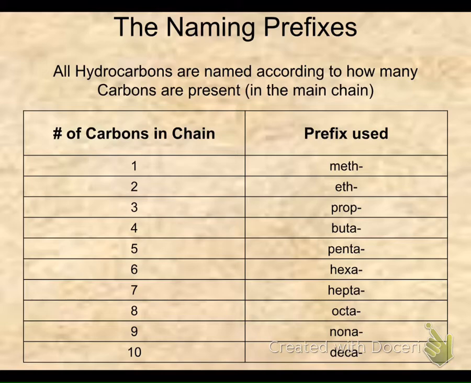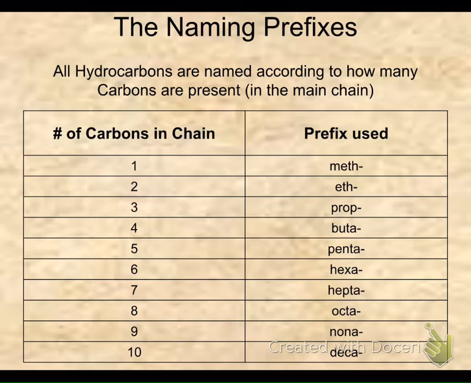First of all, when we name organic compounds, the most important thing to find is the longest chain of carbons. How many carbons in a row are connected? And what we do is assign a prefix based on that number. So you can see here the prefixes for 1 through 10 that we will use. And yes, it does go beyond 10, but we're just going to focus on 1 through 10.